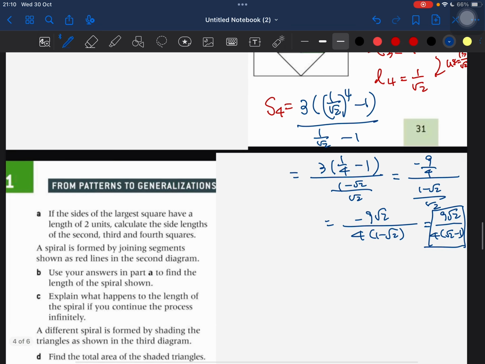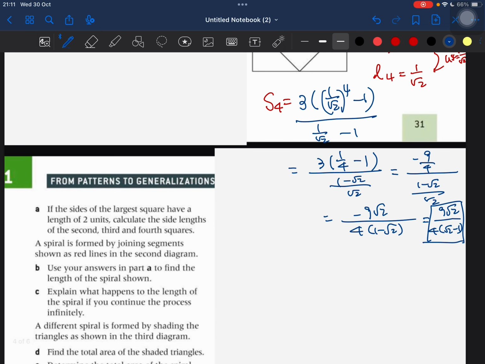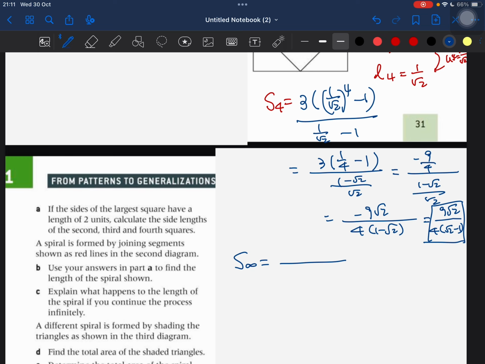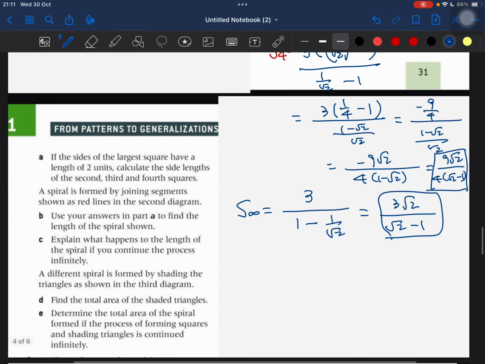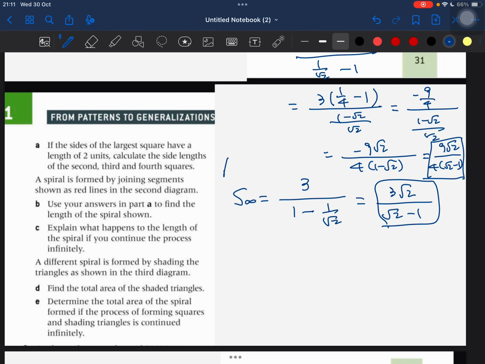Let's see what happens to the length of the spiral if you continue the process infinitely. So u1 over 1 minus r, so 3 square root of 2, square root of 2 minus 1. We can use this because it satisfies the condition for the infinite sum: the ratio should be between -1 and 1.